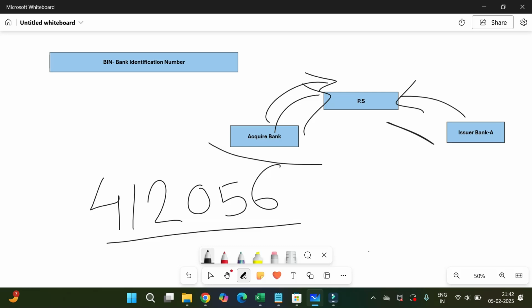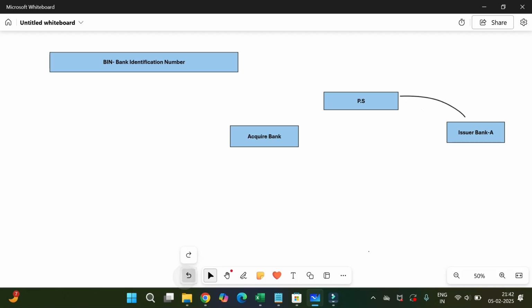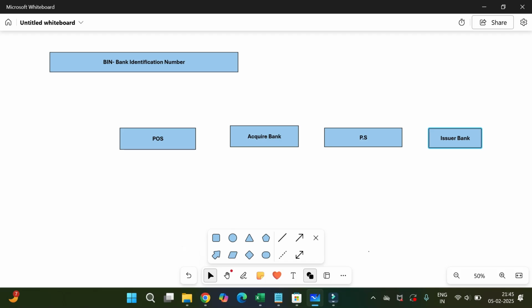Now, let's discuss what the ISO fields are. But before that, it is necessary to understand why we need ISO fields. Let's take an example. When you and your friend are talking, you must use a language that you both understand, right? The same logic applies here.